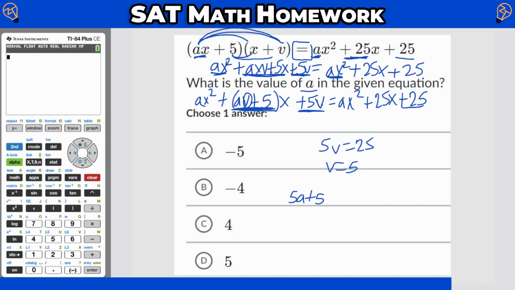And since that's the coefficient of x, that should be equivalent to this coefficient of x. And we could use solver at this point. I don't think it's necessary because you simply subtract 5 on both sides, divide by 5, and you get 4, which is option C.